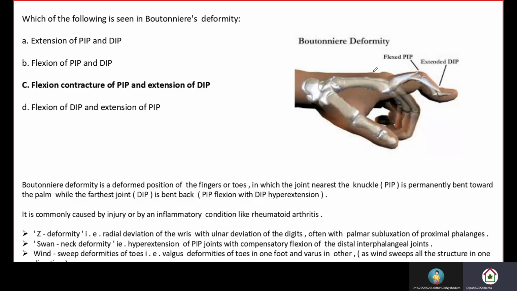And the answer is flexion contracture of PIP. The proximal interphalangeal joint is flexed, while the distal interphalangeal joint is extended. So first, the proximal interphalangeal joint is flexed. Next, the distal one is extended. Simple. First flexion, then the extension. First one is flexed, second one is extended. That is Boutonniere's deformity.